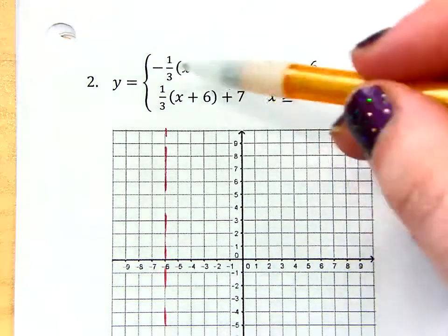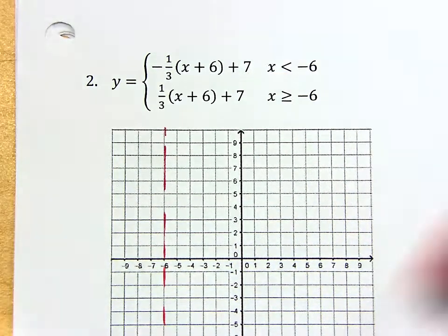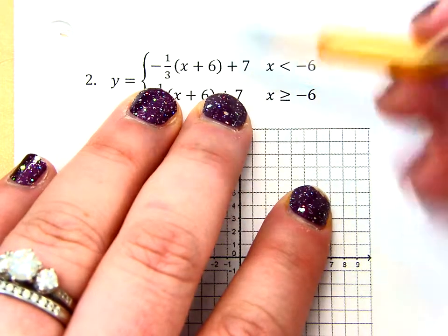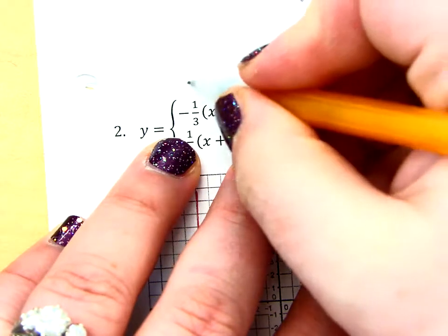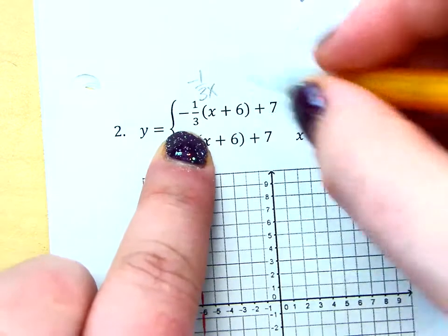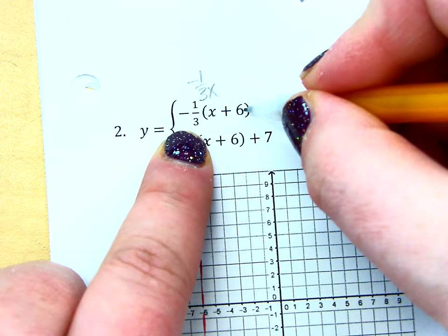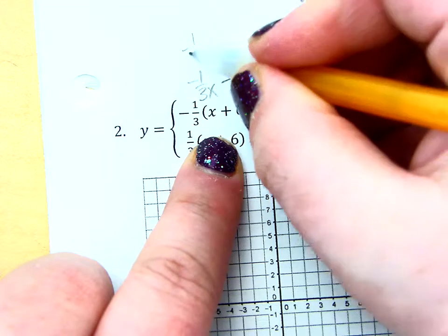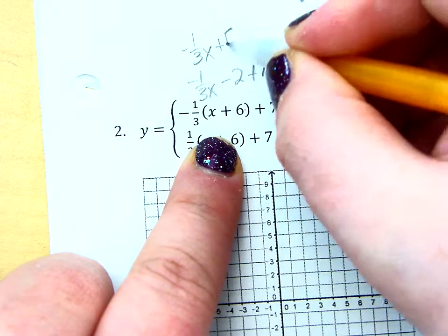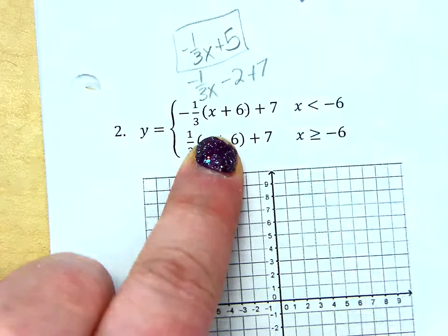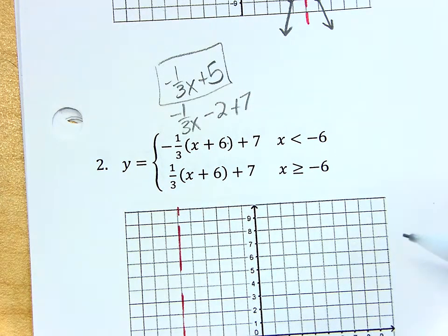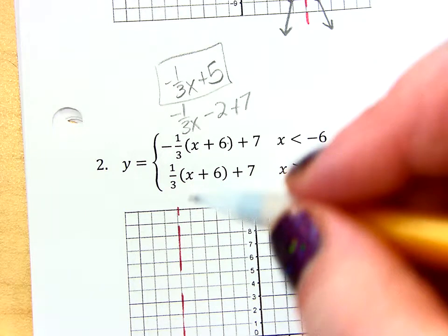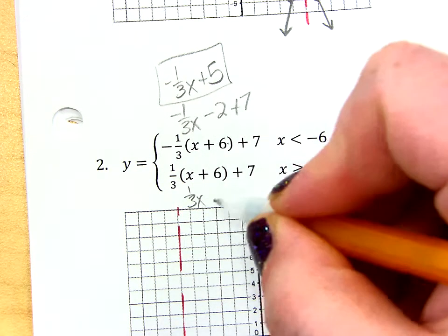And these are not in y equals mx plus b form yet, so I'm just going to distribute the -1/3 and combine like terms. So that would be -1/3 x. What's -1/3 times 6? -2, and then I have a +7. So I really get -1/3 x plus 5. Yeah, everybody's okay with that one? Then I'll do the same thing on the bottom. That'll be 1/3 x plus 2 plus 7, so that's a +9.